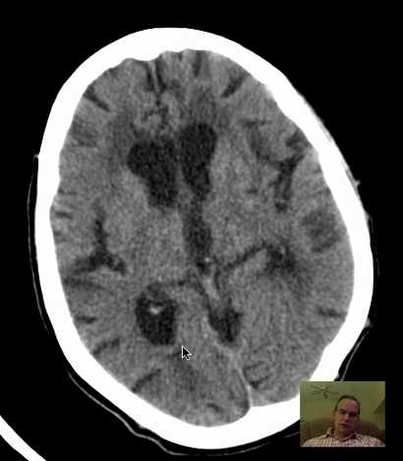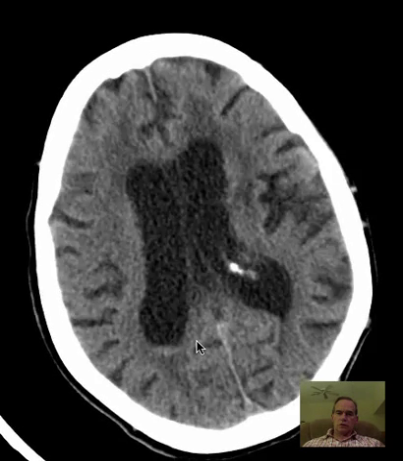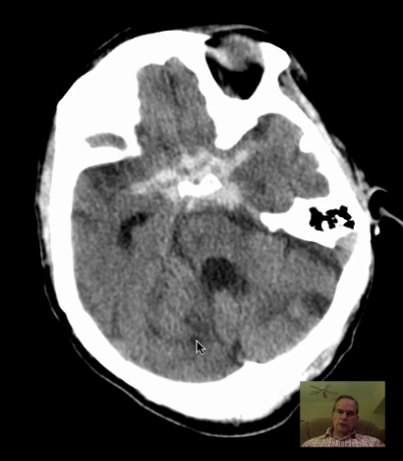A tiny bit of blood is present in the dependent aspect of the right lateral ventricle. So a classic case of CT head in a patient with subarachnoid hemorrhage and minimal intraventricular extension.